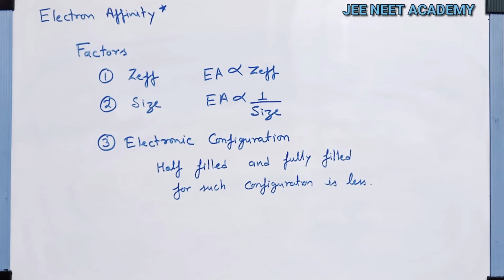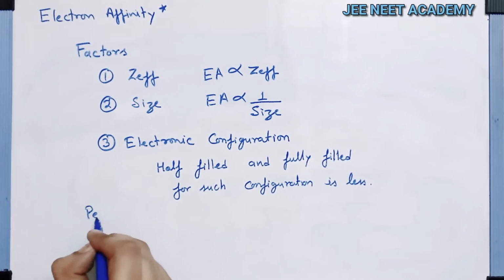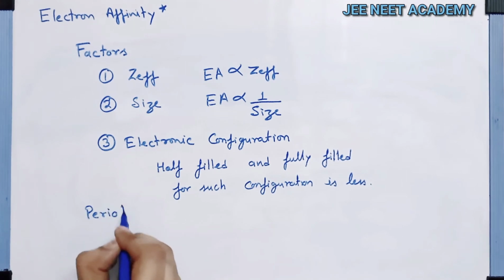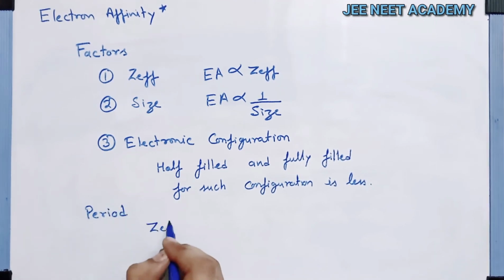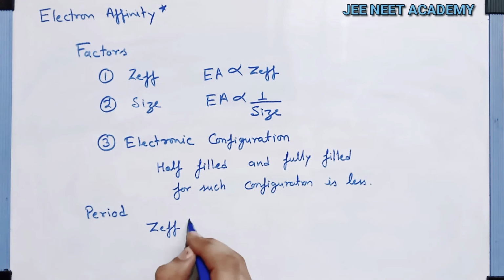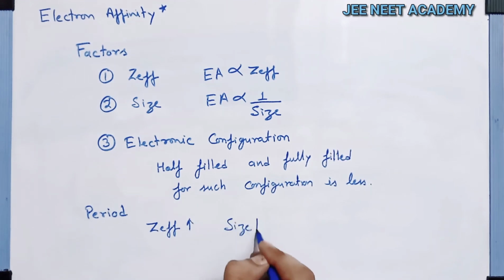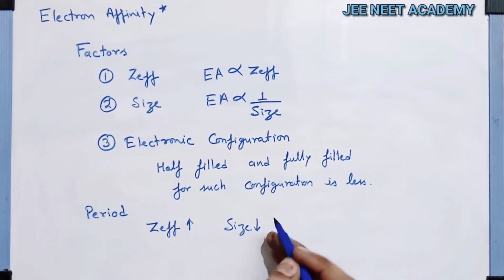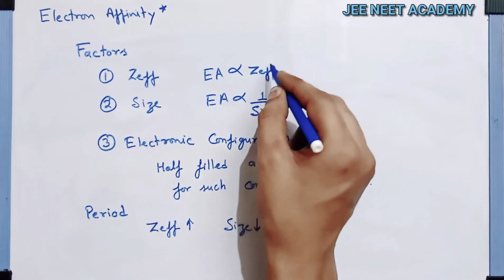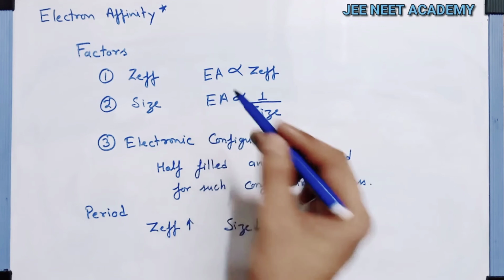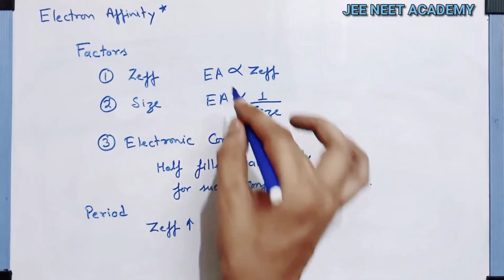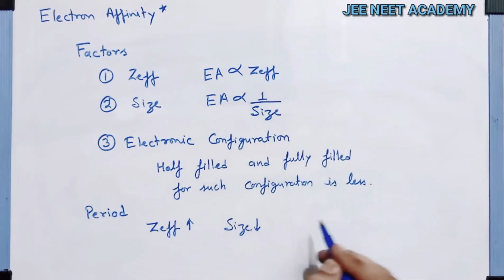In a period, Z effective increases. We know from left to right it increases and size decreases. So if the size is decreasing and Z effective is increasing, the electron affinity will be increasing, because electron affinity is directly proportional to Z effective.